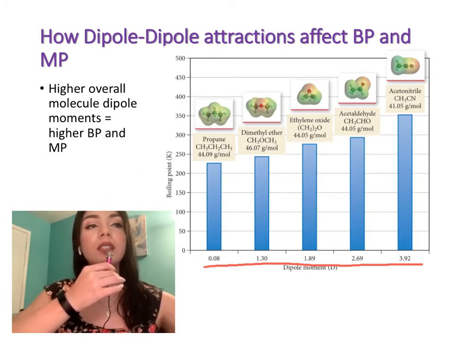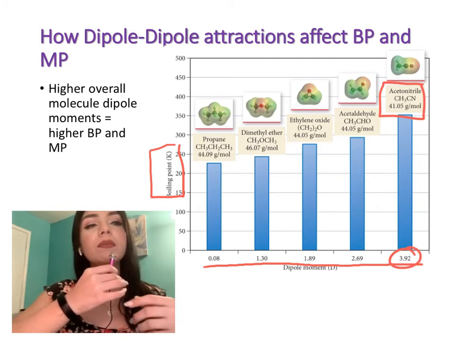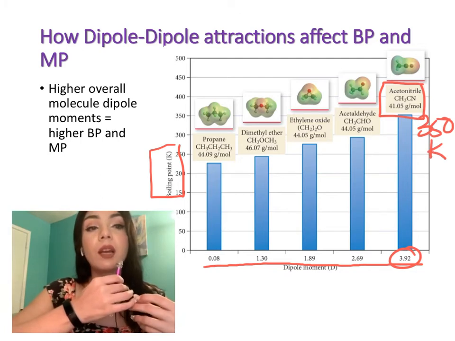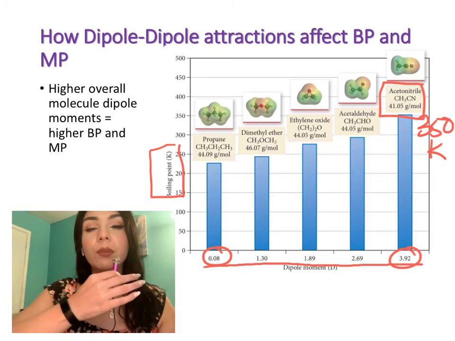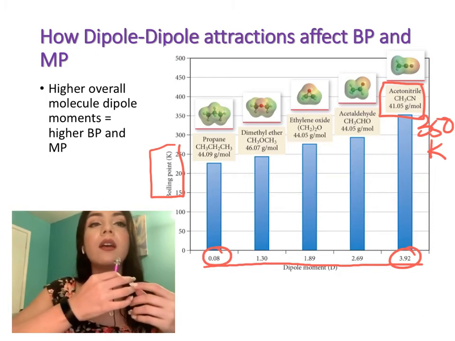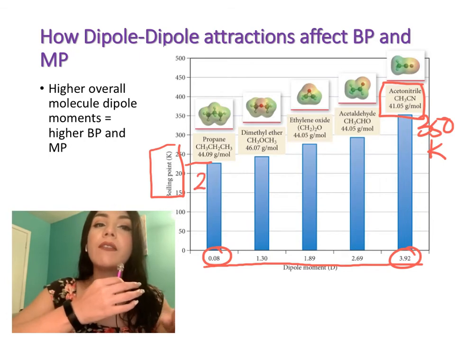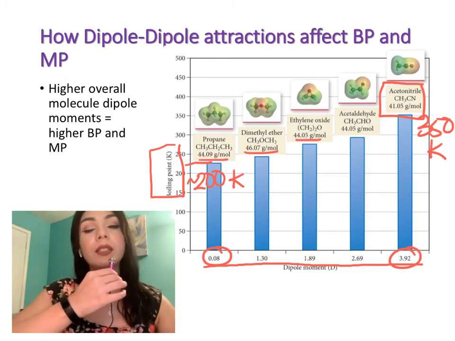So as you can see here, acetonitrile has the highest dipole moment of 3.92, and it actually has the highest boiling point of around 350, compared to propane, which has only a dipole moment of 0.08, and this is because it's actually nonpolar, so that's why it's so small. It's basically nothing. It has a boiling point of around 200. Notice that these all have a very similar molar mass, so it's the dipole moment that's affecting the boiling point in this case.